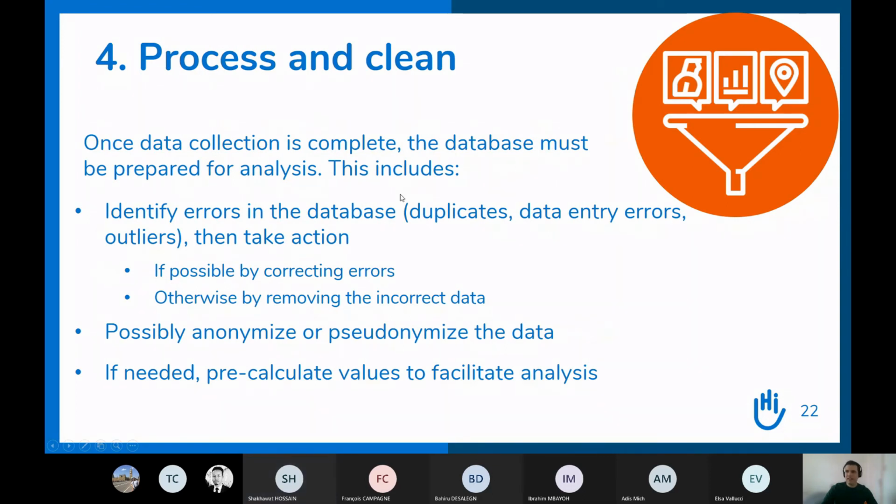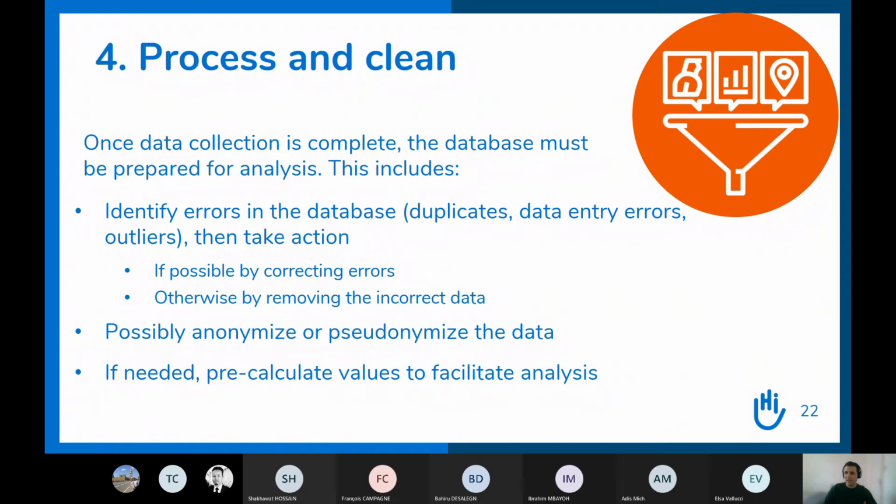So once you have collected all your data, you usually have all your data in a database. So what do you have to do then? Then it's to process and clean your database. You might already have worked on data quality, start identifying errors, but that's where you are going to go a bit further. And once again, this can be done more or less in parallel.